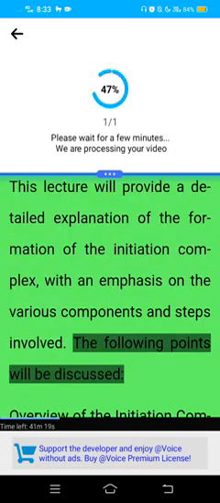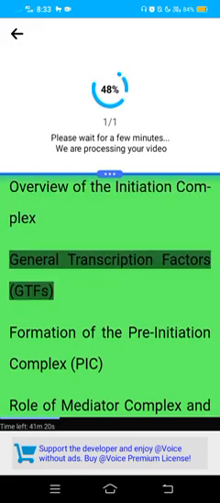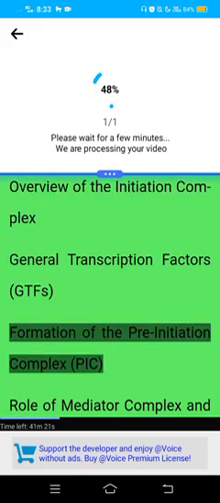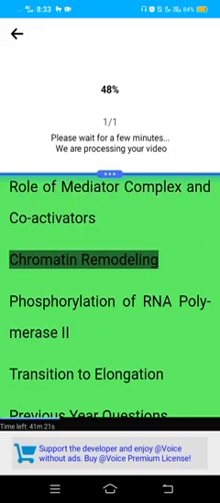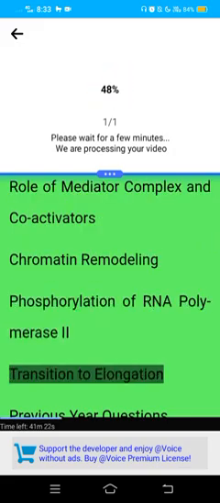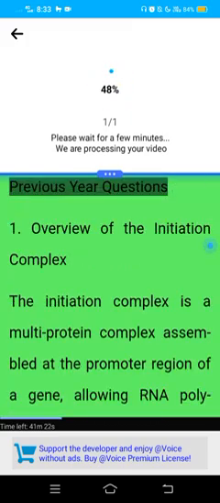The following points will be discussed. Overview of the initiation complex. General transcription factors, GTFs. Formation of the pre-initiation complex, PIC. Role of mediator complex and co-activators. Chromatin remodeling. Phosphorylation of RNA polymerase II. Transition to elongation. Previous year questions.